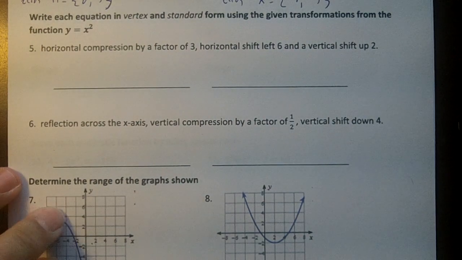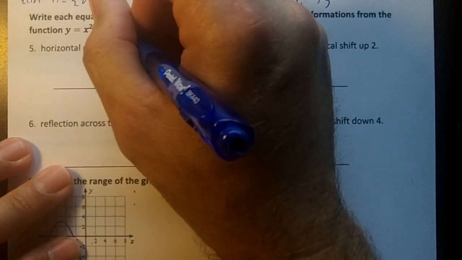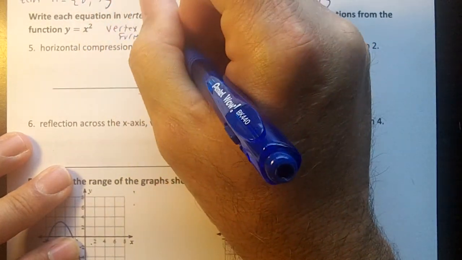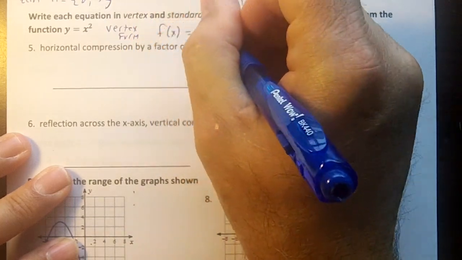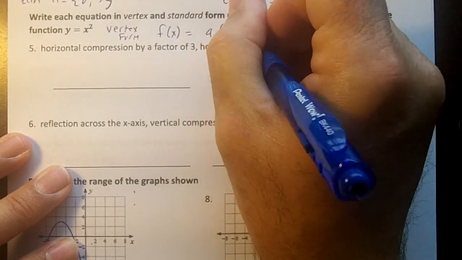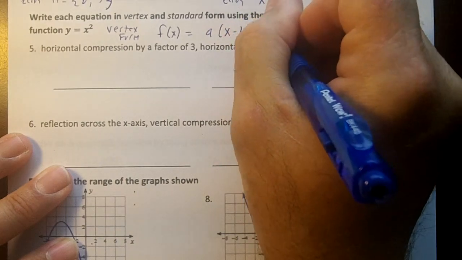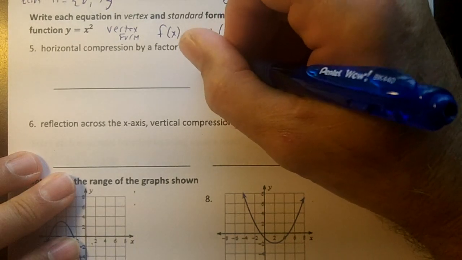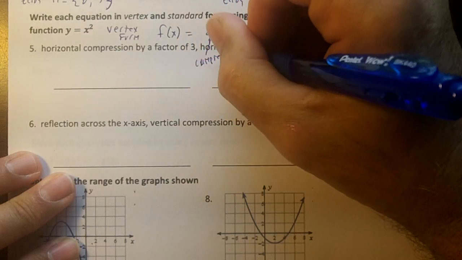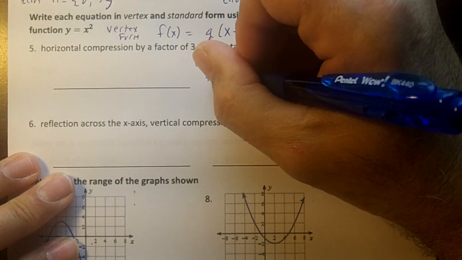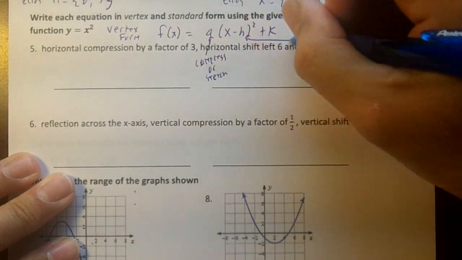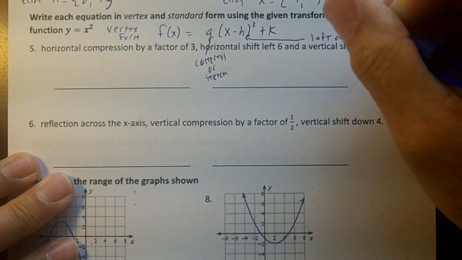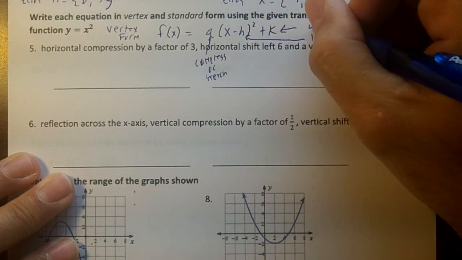Okay, on number 5 and 6, we need to remember the vertex form. Remember, this is on your formula chart. So your vertex form is f of x equals a parentheses x minus h squared plus k. The a is your compress or stretch. The h is left or right. And remember, the h is minus and the k is up or down.